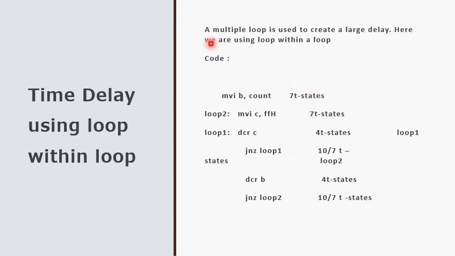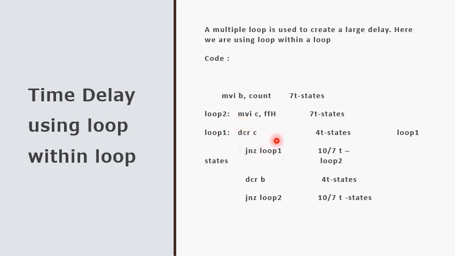Now the next method to increase the delay is time delay using a loop within a loop. A multiple loop is used to create a large delay here. We are using a loop within a loop, right? So we are going to move immediately an 8-bit count value into a register. We know that it takes 7 T states, and next we are going to load another immediate value to a register, and that particular register is decremented until it becomes 0. It is going to be inside loop 1.